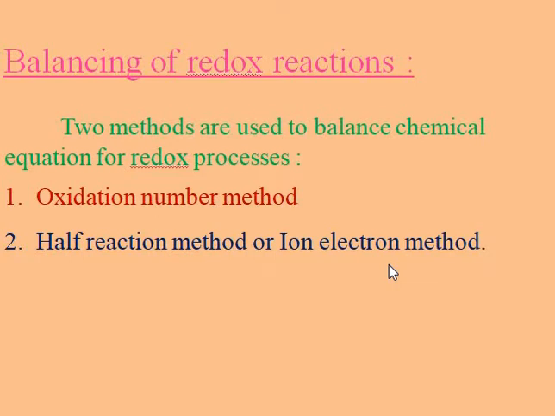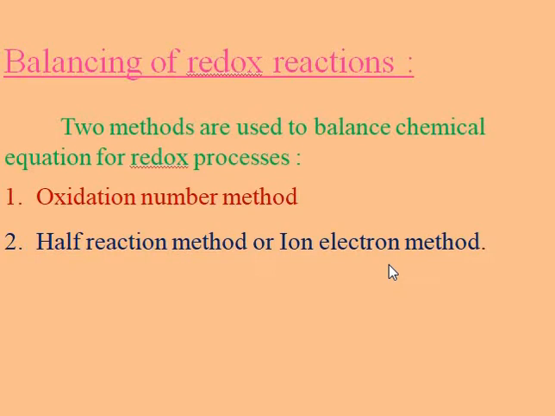There are two methods used to balance the chemical equations for redox processes. The first method is the oxidation number method, and the second is the half reaction method, or ion electron method. These two methods are used to balance redox reactions. Out of these two, the first, the oxidation number method, is discussed in this lecture.